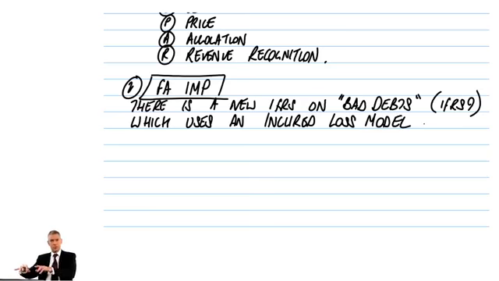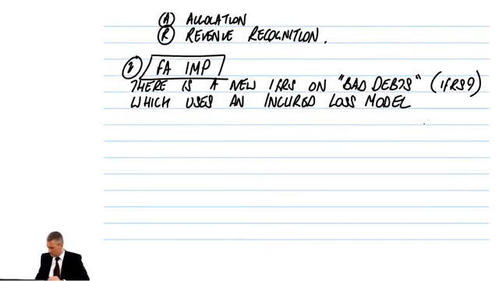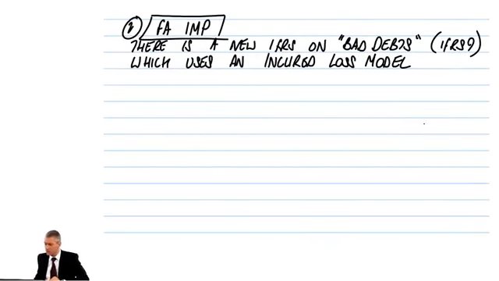Of course, when you're using Word for Windows, you just use spell check, don't you? That's why I always was a bad speller, but I got worse since Word for Windows. There is a new IFRS on bad debts, which uses an incurred... Oh, I used it even wrong. Goodness me. It doesn't matter how to spell incurred, because that's not the model that's used. Sorry about that, guys. Easy for me to change because I've got my fancy computer.